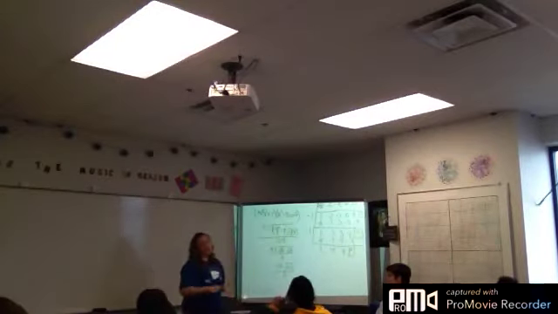Now, how do you take the square root of negative 12? Imaginary number. And what else? You can't put it in your calculator. It will say domain error.